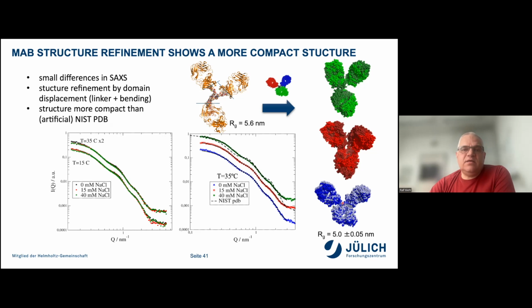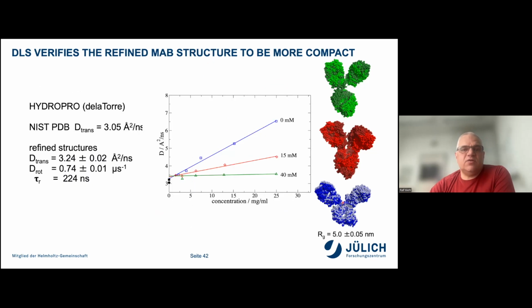We can then use our samples in dynamic light scattering. That is shown here. This stronger increase in dynamic light scattering with concentration is exactly again related to the stronger interaction. If we extrapolate all of them to low concentration, then we find that they go to the same point, so the diffusion coefficient is roughly the same. We see that it is really a bit more than what we expect for the PDB structure from NIST, but that is expected.